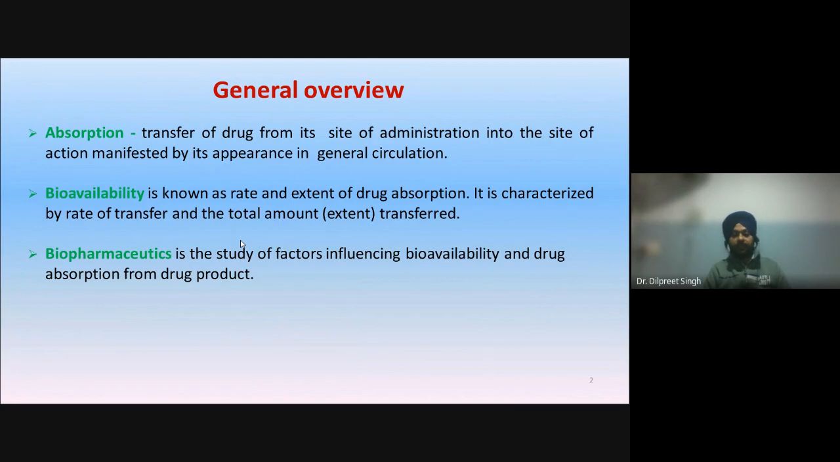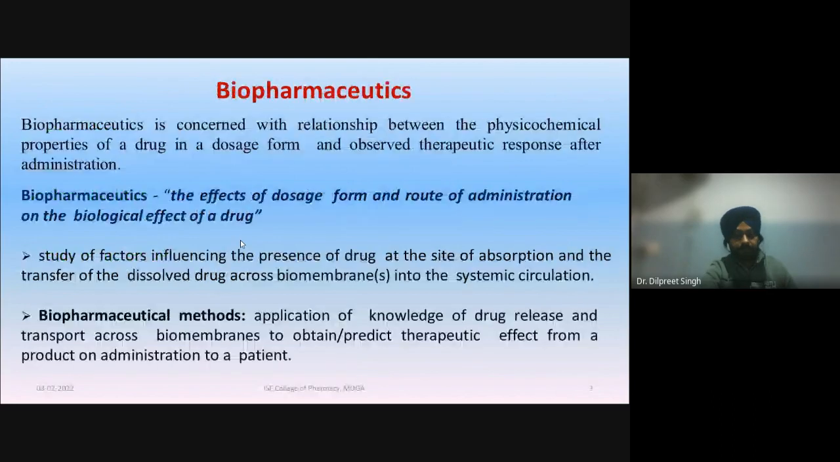Biopharmaceutics is the collection of factors that influence bioavailability and drug absorption. It is the collective term which defines the bioavailability and drug absorption in a pharmaceutical oral product. Biopharmaceutics is concerned with the relationship between the physicochemical properties of the drug in a particular dosage form and the observed therapeutic response after oral administration in a biological system. Basically, it is the effect of dosage form and route of administration on the biological effect of a drug.